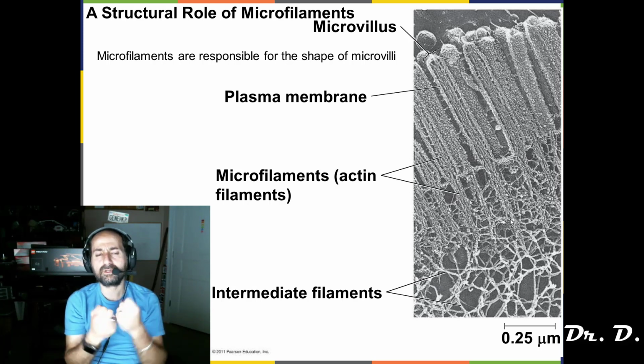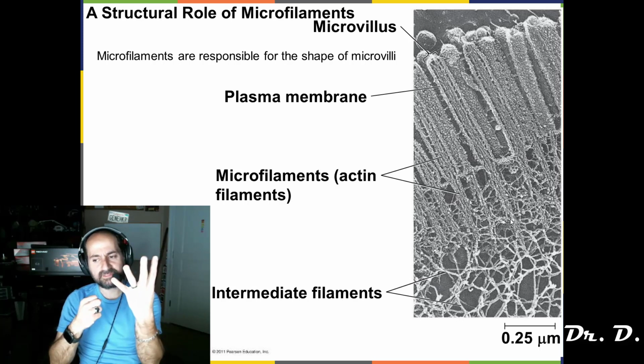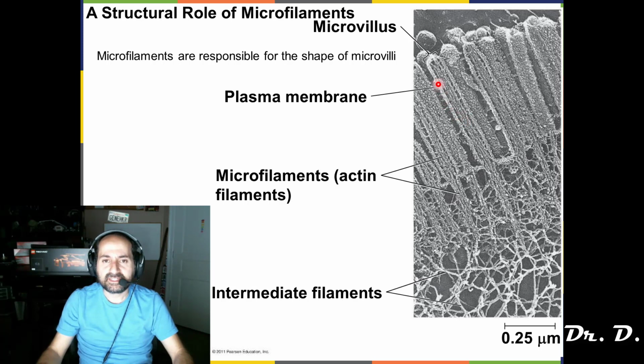Okay? But what's allowing the cells to have these finger-like projections? Well, look. Here's the finger-like projection of plasma membrane, right? And what's right underneath? What's holding it up as a finger? Microfilaments. The microfilaments of the cortex are allowing these finger-like projections to form. And what you need to know is that the finger-like projections of these cells in your intestines are called microvilli. Microvilli are the finger-like projections of your intestinal cells.